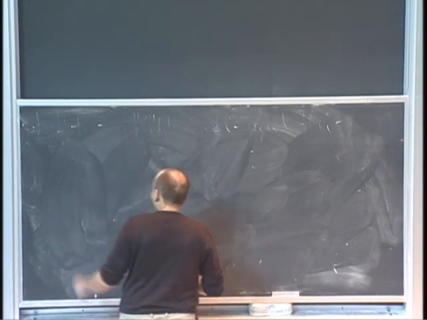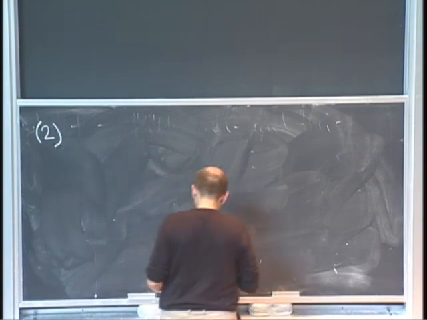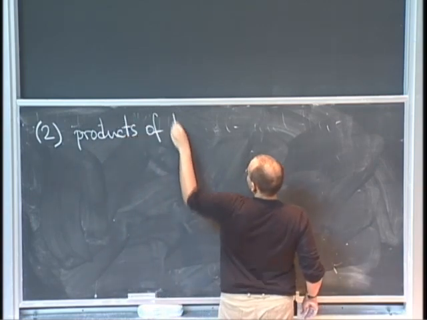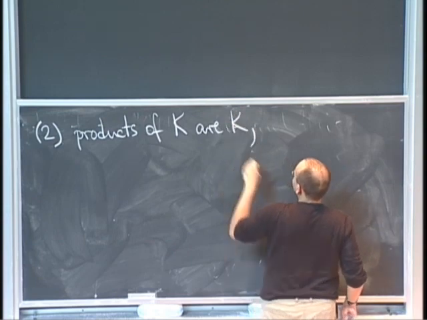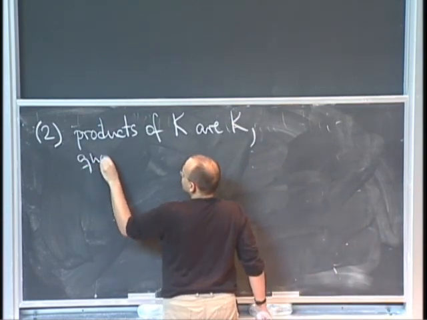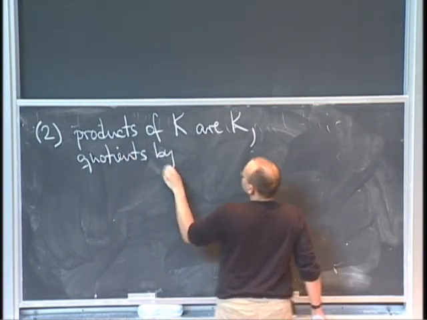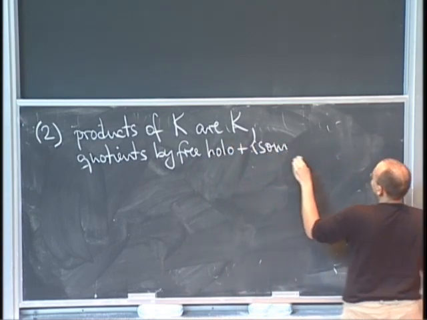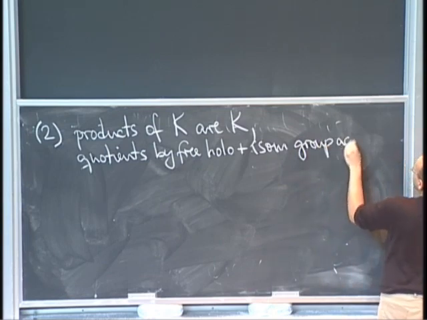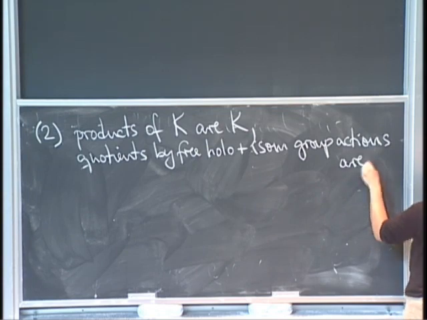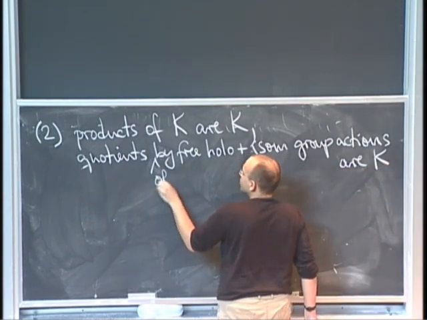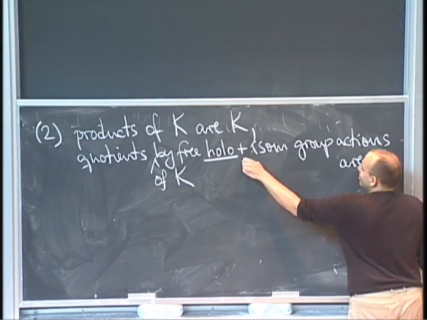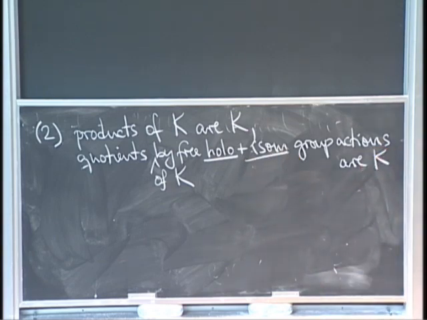There are a couple more. Products of Kähler manifolds are Kähler. It's kind of clear. Quotients by free holomorphic plus isometric group actions are Kähler. So you only need the group action to be holomorphic if you want to get a complex manifold on the quotient, but you do need it to be isometric if you want the quotient to inherit a Kähler structure again.